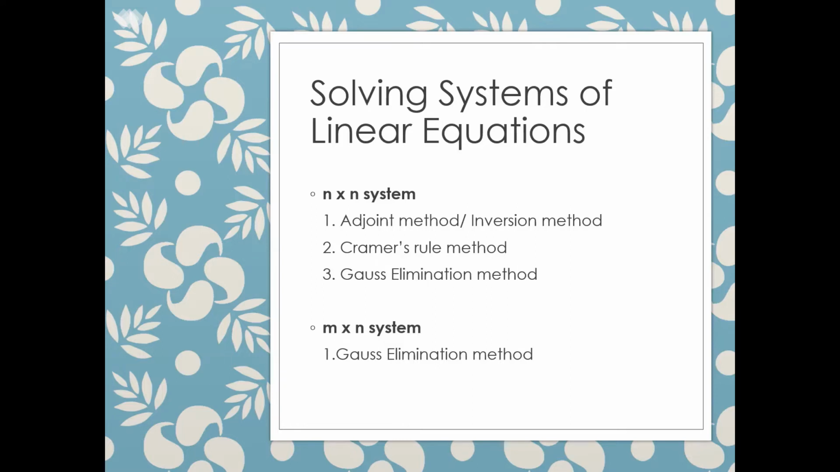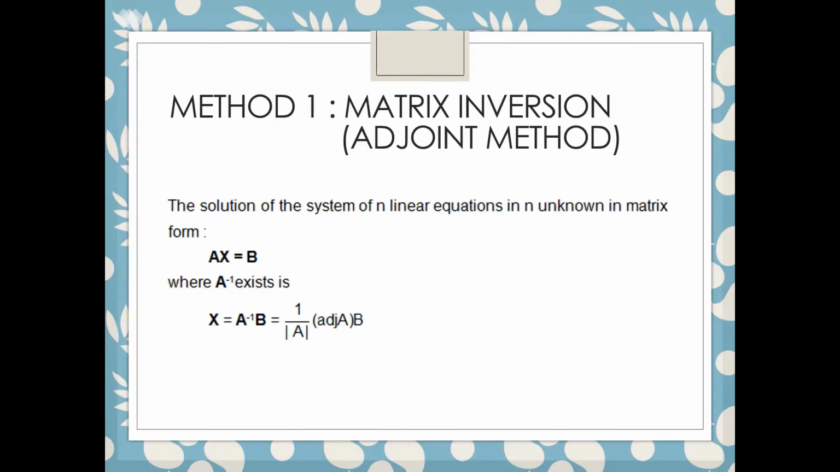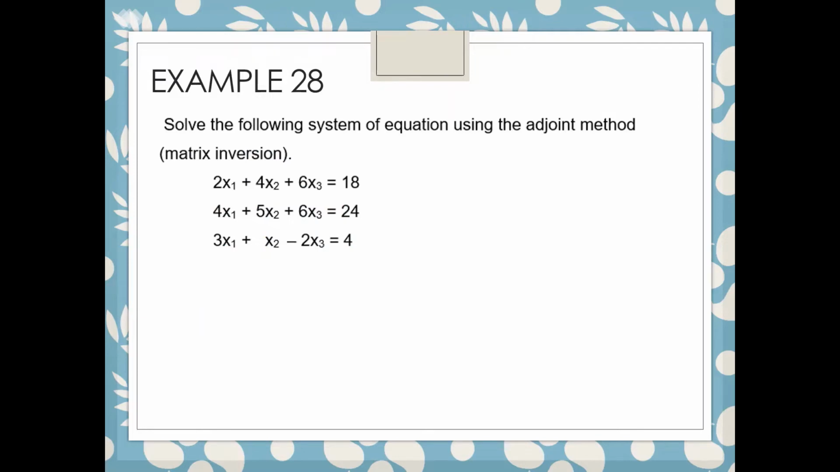To solve the system using adjoint method or inversion method, you need to apply the formula x equal to the inverse of A multiplied with B, which is equal to 1 over determinant A multiplied with the adjoint A multiplied with matrix B. Refer to example 28. You need to solve the following system of linear equations using adjoint method or matrix inversion method.